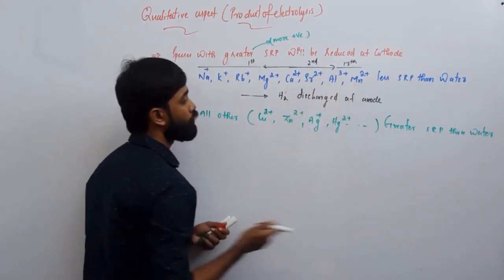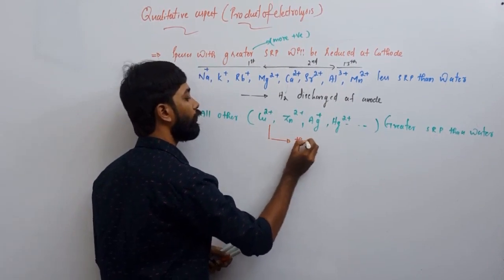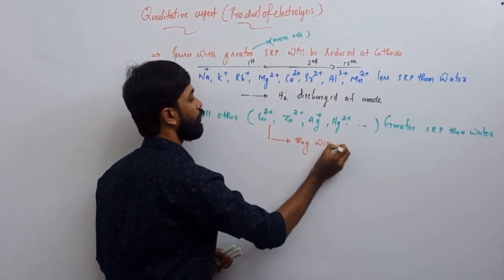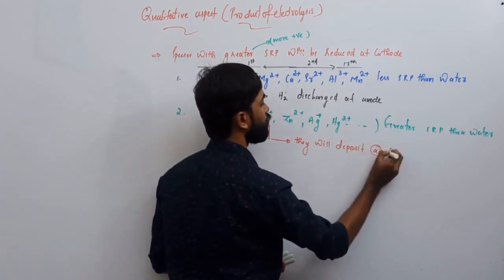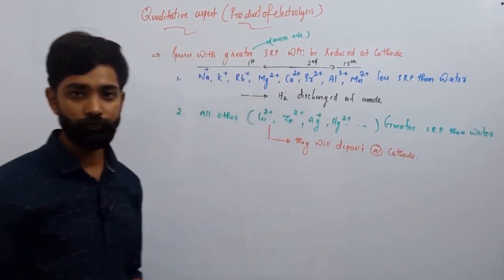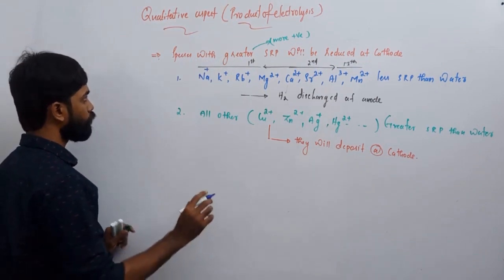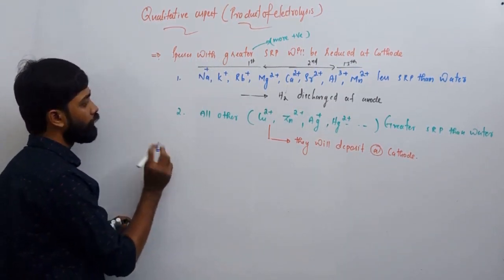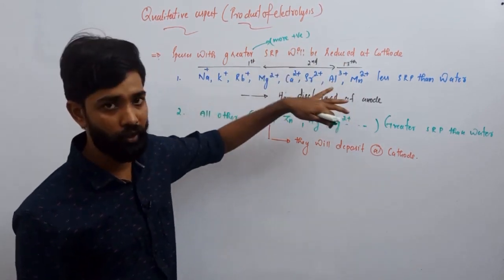Ready? So they will deposit at a cathode. So these species may deposit at a cathode. Ready? Okay. Fine. So that's all about the first point. The second point is related with the reduction, right?